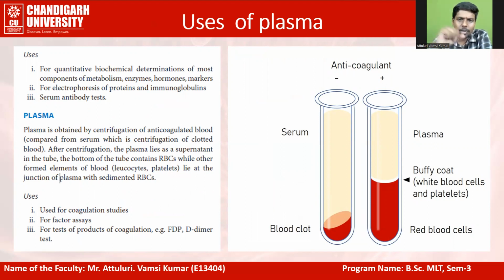By the way, whenever there is a sediment and a supernatant, in between there will be a line, and this is called the Buffy Coat. This line is actually because of the density of the red blood cells and the white blood cells. Red blood cells are heavier, so they will be sedimented first. Upon RBC sedimentation, there will be white blood cell sedimentation. And this particular layer is called the Buffy Coat.